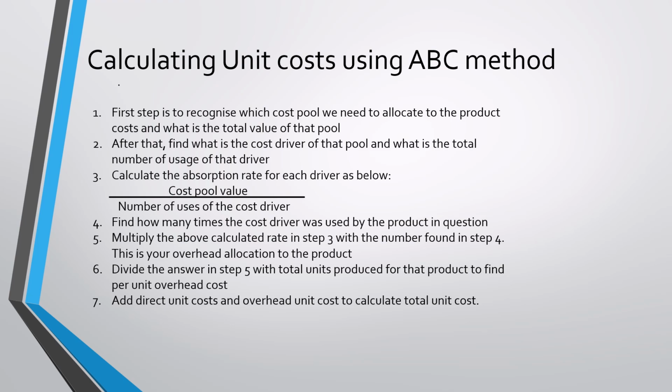Multiply this with the number of times the driver was used by the product. Repeat these steps for all cost pools. Once you have allocated these costs, total them per product and divide by the number of units produced. This gives you overhead cost per unit. Finally, add direct and overhead unit cost to get the total cost per unit.